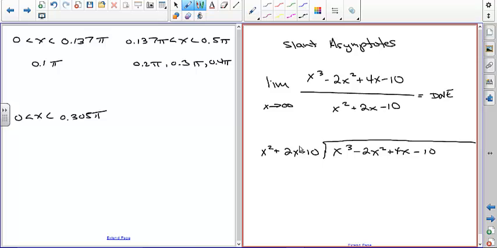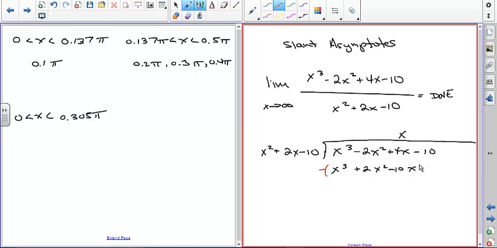So what you did before is you said, what do I need to multiply this by to get the first term here? So the answer is x. So then once you've looked at the highest order term, you multiply it all out. So x times x squared is x cubed. X times 2x is positive 2x squared. X times negative 10 is negative 10x. And then what you do is you subtract that.